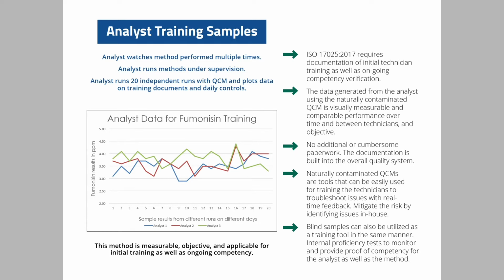For training, each analyst must take a sample each day and run that sample and plot the data. With these runs, the results must fall within a 2 standard deviation range for the analyst to be considered trained on that specific method. One of the great things about this method of analyst training is that it is measurable, objective, and it's applicable not only for the initial training, but it also documents ongoing competency. By sending quality control materials back through the laboratory as a blind sample, this documents the competency requirement as required in those ISO standards.